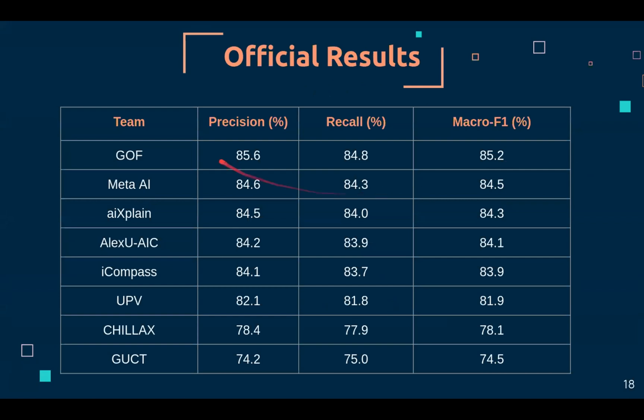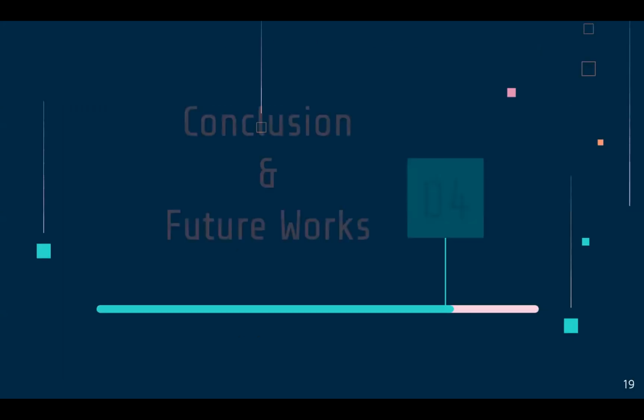The official results state that GUF achieved first place with precision 85.6, recall 84.8, and finally micro F1 score 85.2. The second team was Meta AI, achieving an F1 score of 84.5. I think the difference between the first and second team may show that our method actually enhances the model performance, and these loss functions actually affect the model performance, achieving impressive results.